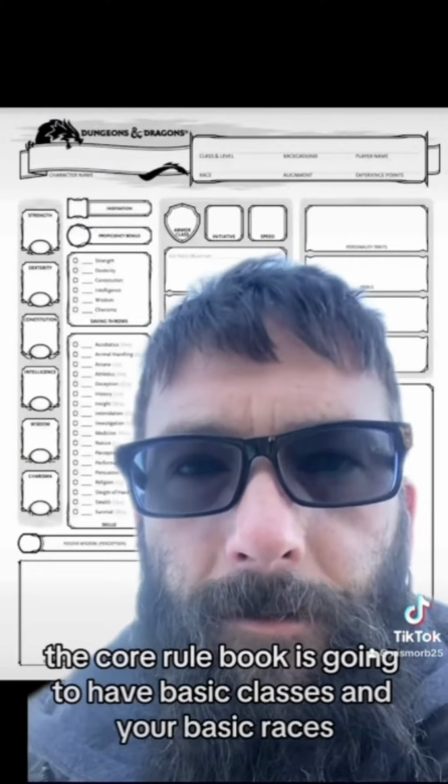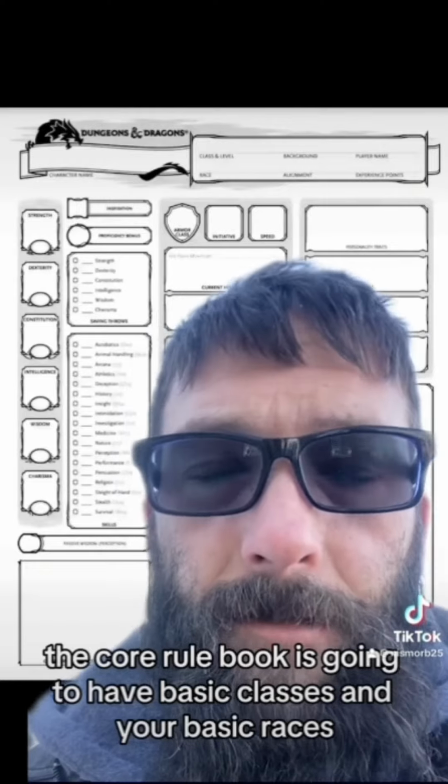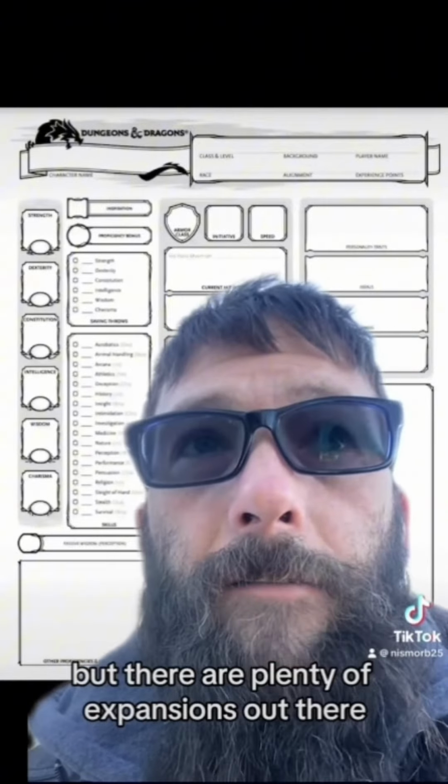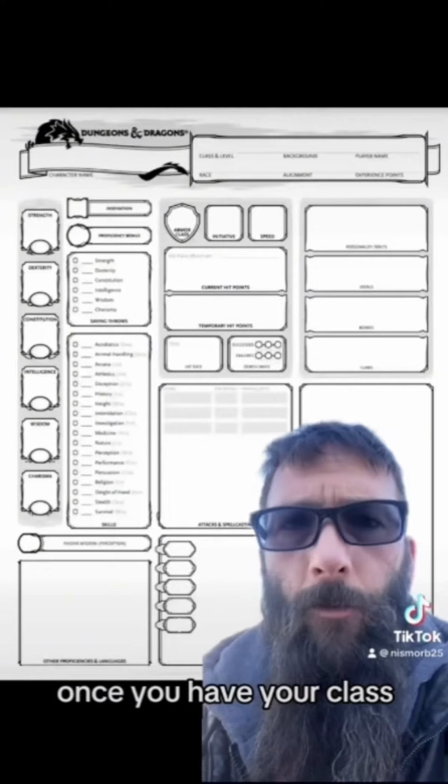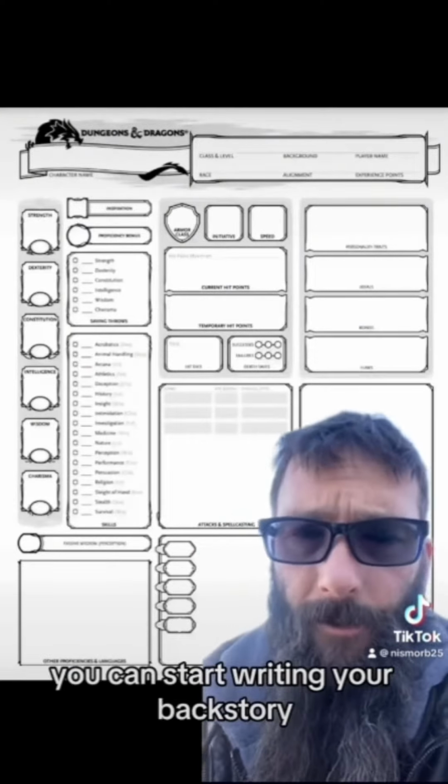The core rulebook is going to have basic classes and your basic races, but there are plenty of expansions out there. Once you have your class and your race, you can start writing your backstory.